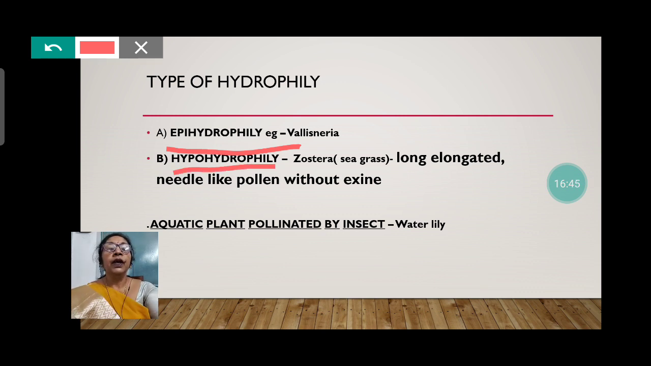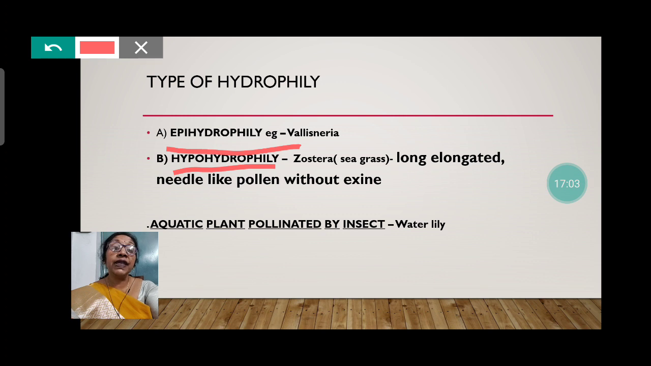The second one is hypohydrophily. Hypo means below. So if the pollination occurs inside the water, then it is called hypohydrophily, as in the case of Zostera. Zostera is a sea grass, and here it occurs inside the water. So now I am discussing how it occurs in the case of Zostera.